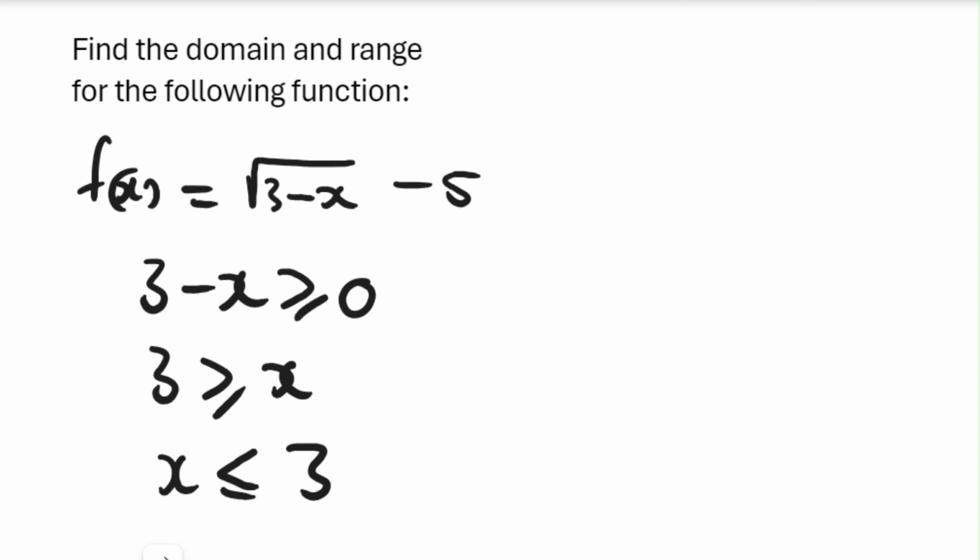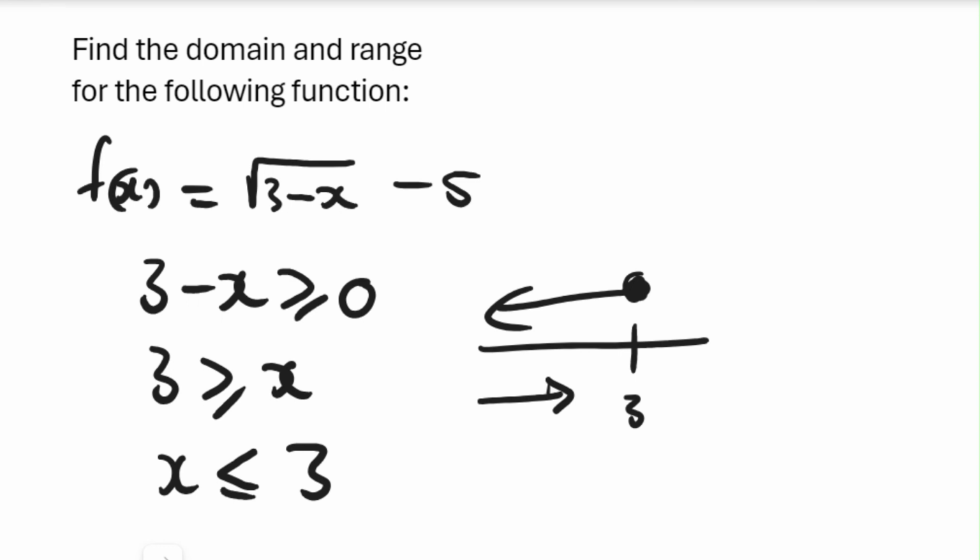Now let's look at the range. For the range, we want to take the limit of f of x. It is sometimes impossible for you to find the range without finding the domain first, and that's why it's always important to find the domain. Here is our 3. We want to include it. We know the function is going to exist to the left of 3. Now we want to check our range. We want to check the behavior as x goes to 3 from which side? From the negative side, from the left.